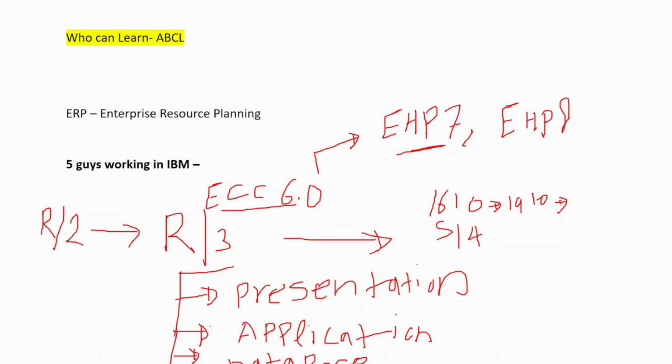After every one or two years, SAP used to release a new version, right? The latest version is S4 HANA 2023, and we are going to learn on the latest version. That's the latest version to date, and we are going to learn on that only.